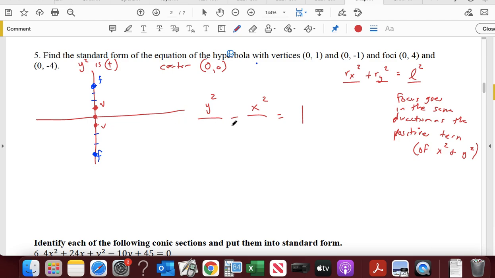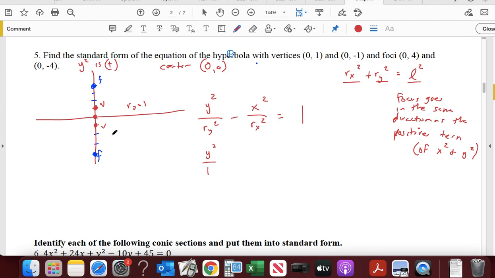Okay? And remember, this is still ry squared, and this is still rx squared. So I just need to know what ry and rx are. Well, I've got ry. Ry is this distance from center to vertex. So that's just ry equals 1. So 1 squared is going to be y squared over 1. You could just write it as y squared. I like to write out y squared over 1 though. So now we got to find rx, and then we'll be finished.